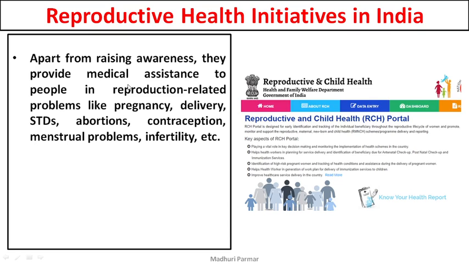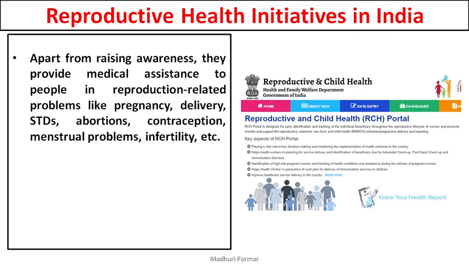Apart from raising awareness, the reproductive and child health program consists of a lot of things. The first and foremost thing they do is create a general awareness about all of these issues. But apart from that, they also provide medical assistance to the people who have some reproductive related problems.